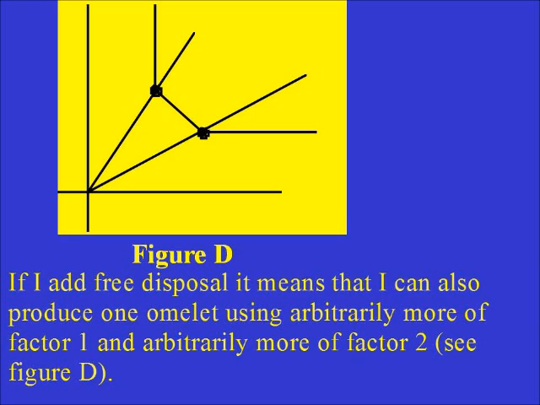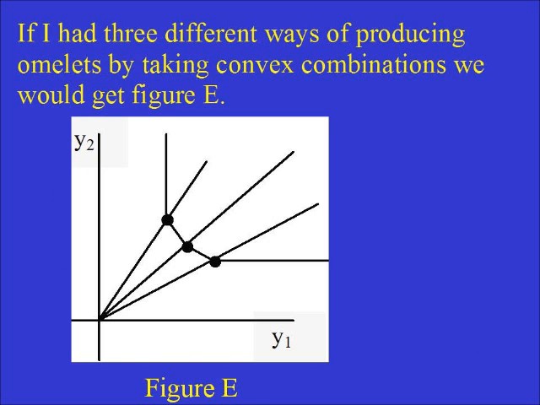If I add free disposal, it means that I can also produce one omelet using arbitrarily more of factor 1 and arbitrarily more of factor 2. If I look at figure D above, I take the 2 points on the ray from the origin and draw other lines out away from the origin. I can also, anywhere on that line, get a point where I can produce at least one omelet. This is because I'm using more of both factor 1 and factor 2.